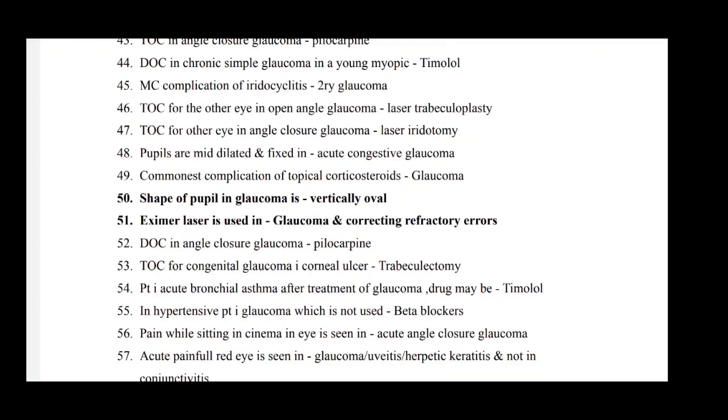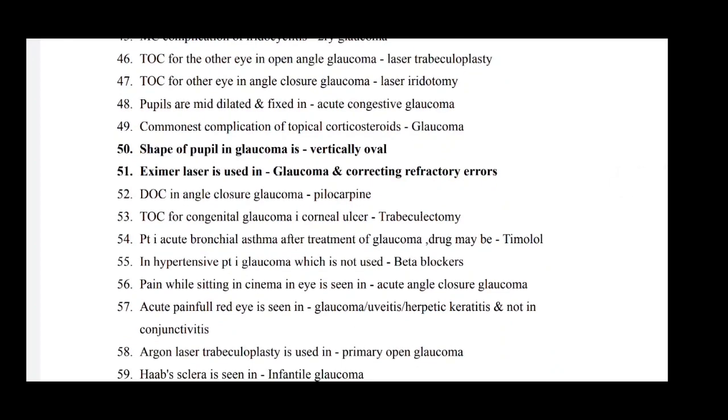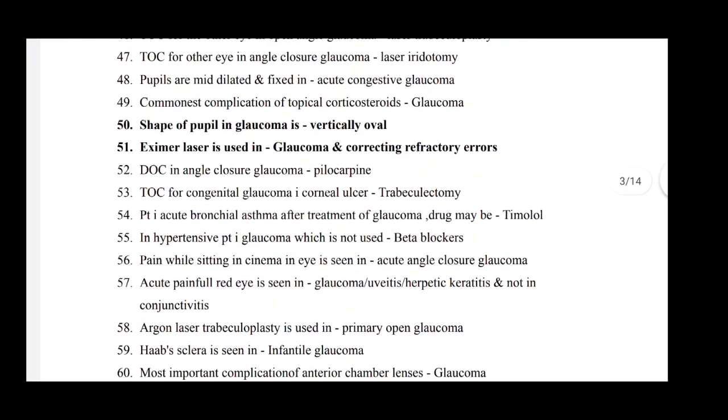Treatment of choice for the other eye in open angle glaucoma, laser trabeculoplasty. Treatment of choice for the other eye in angle closure glaucoma, laser iridotomy. Pupil is mid-dilated and fixed in acute congestive glaucoma. Commonest complication of topical corticosteroid is glaucoma. Shape of pupil in glaucoma is vertically oval.